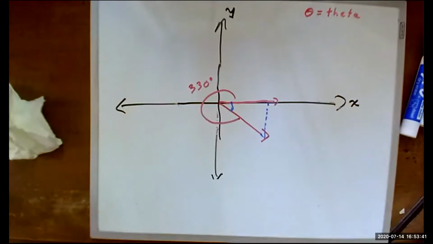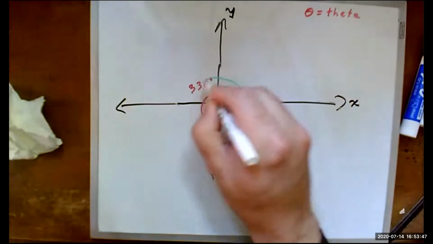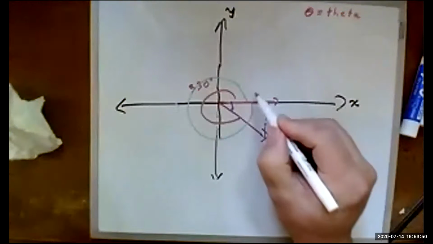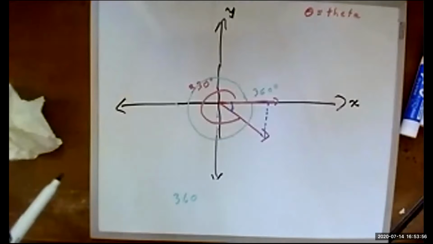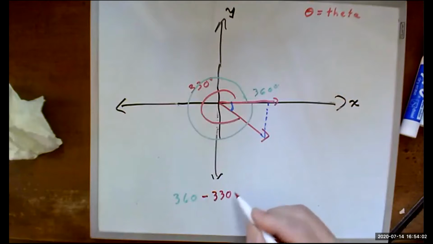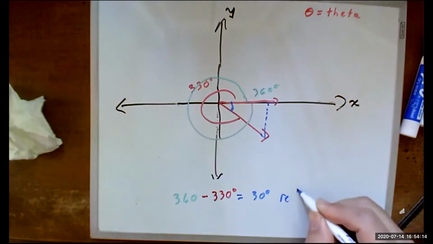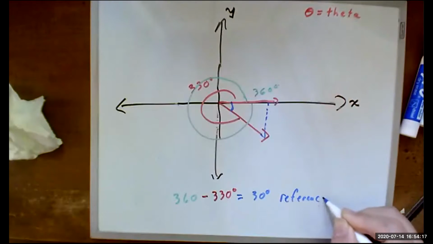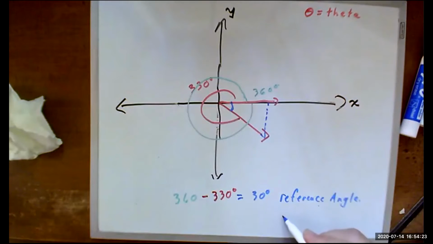So, if I take note that this whole thing, I'll go on the outside here, like that, is 360 degrees, I can take 360 degrees, I can subtract the 330 degrees that we started with, and it turns out that my reference angle in this case is going to be 30 degrees. And if somebody was asking, we're in quadrant 4.